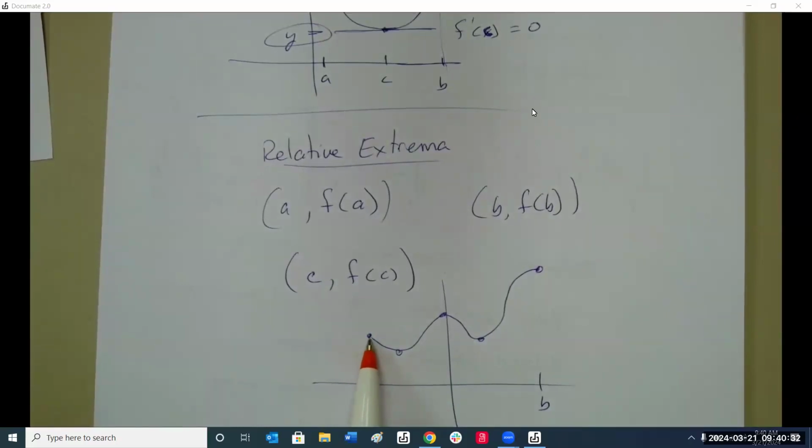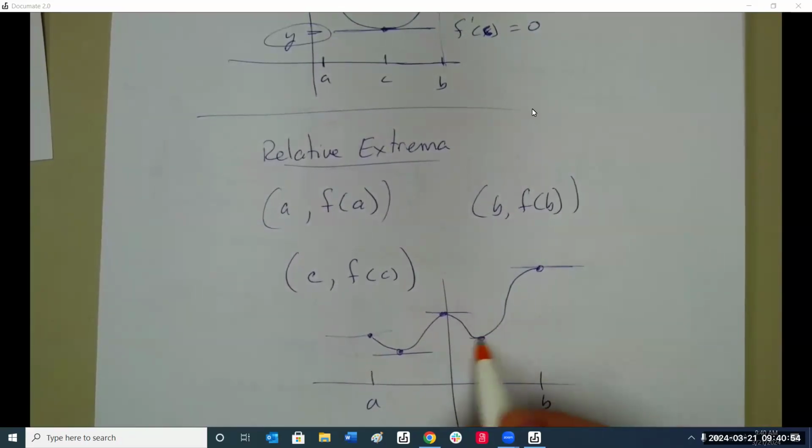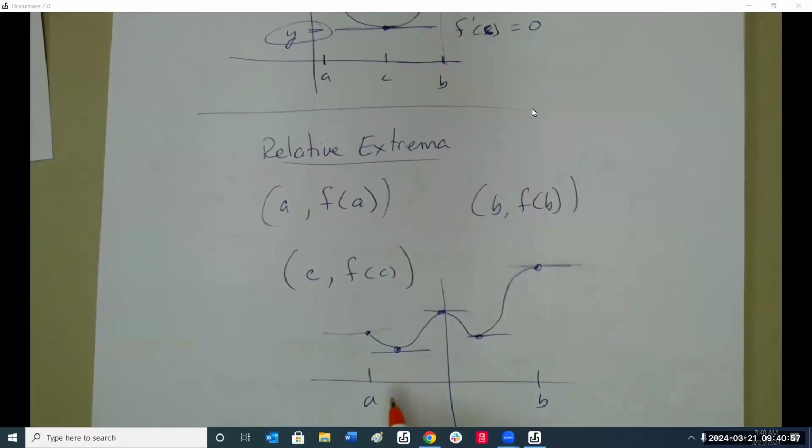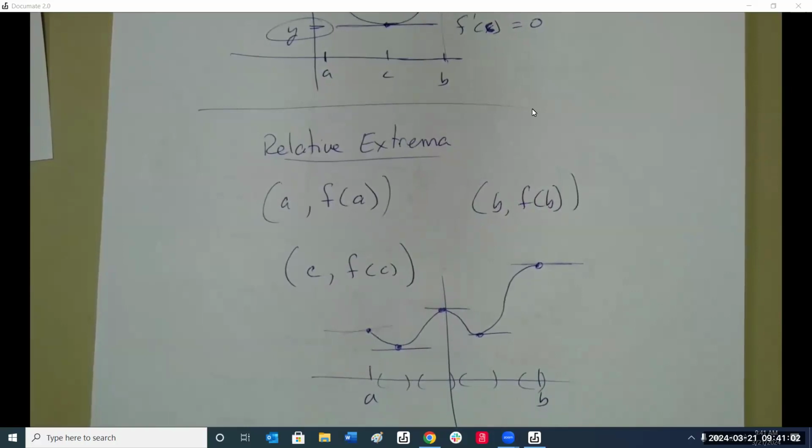Is A a maxima or minima? Absolute? No, because this one's lower, this one's higher. But it is a relative extrema. The endpoints, by definition, are relative extrema because that's where they stop. These interior points are also relative extrema because they happen in some smaller interval. So that's what relative means. It's relative to whatever small interval you create. Absolute is over the entire picture.